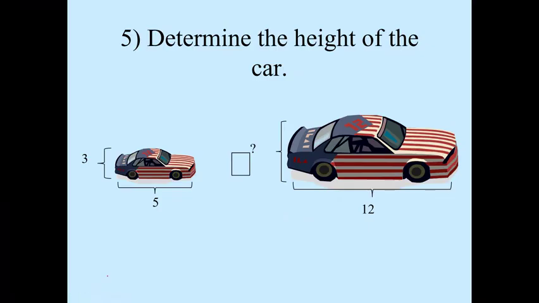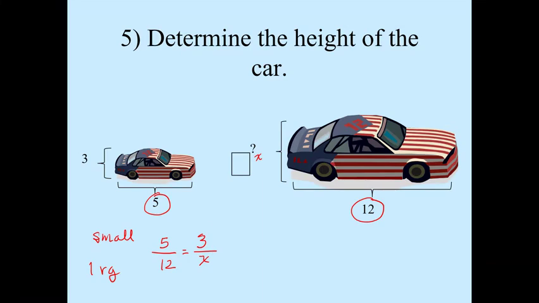Okay, let's see what we've got on this. Okay, we got 5 to 12. 5 times what gets you to 12? Gosh, I don't know. So this one maybe not so smooth. So let's do small car on the top, large car on the bottom. All right. Okay, we're going to do 5 to 12. Okay, and then I know 3, and we're going to call this X.